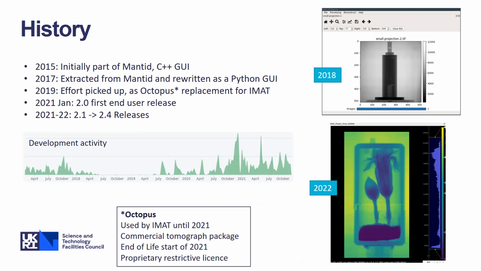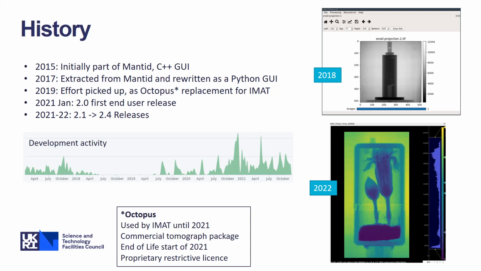In 2019, the effort really picked up because IMAT was using a piece of software called Octopus, and that was going end of life. So there was an urgency to have something that could replace that. So our first kind of end user release ended up being called 2.0. That came out around the start of 2021.